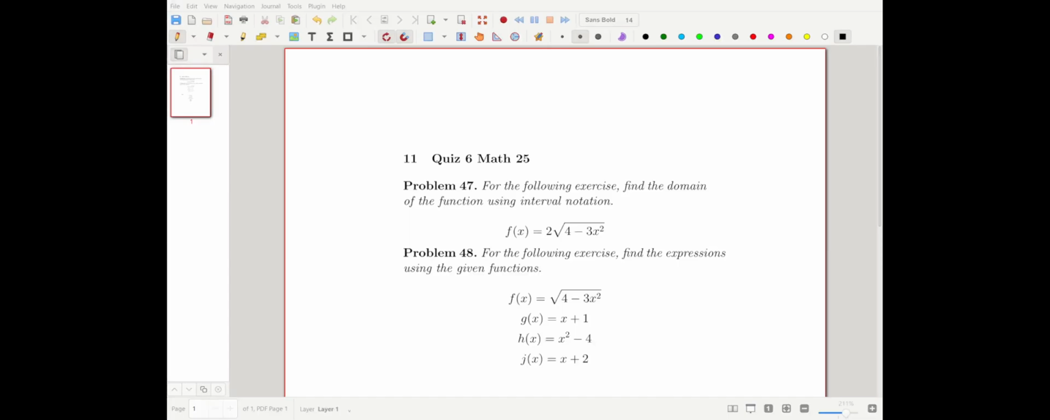Alright, so we're going to be going over problem number 47 on quiz 6. And the problem states, for the following exercise, find the domain of the function using interval notation. So when we look at f of x, we want to notice immediately that we have an even root, right?